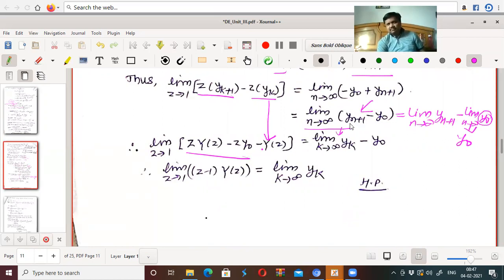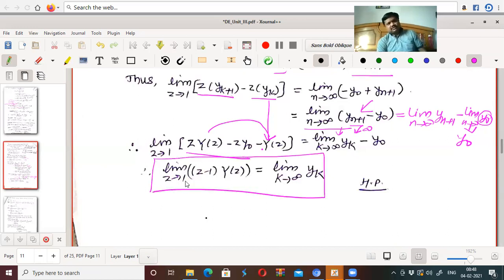So as n tends to infinity, n plus 1 also tends to infinity, and therefore that can be written as limit as k tends to infinity y_k minus y_0, and hence limit as z tends to infinity of (1/z minus 1/z) into Y of z. From these two we have taken Y(z) common, so we get (z minus 1) equal to, now as z tends to 1, what will be this limit? 1 into y_0. So in the left hand side it is minus y_0, right hand side it is minus y_0, that will be cancelled, only we get limit as k tends to infinity y_k.